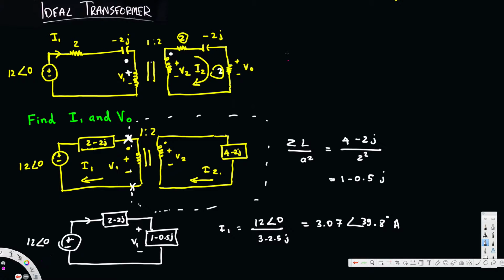Okay, let's continue over here. Now we have found out the I1. Let's draw the circuit again. This is plus minus. The voltage across here is 12 angle 0. And the impedance here is 2 minus 2j.